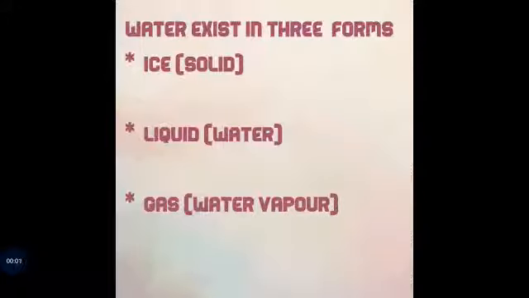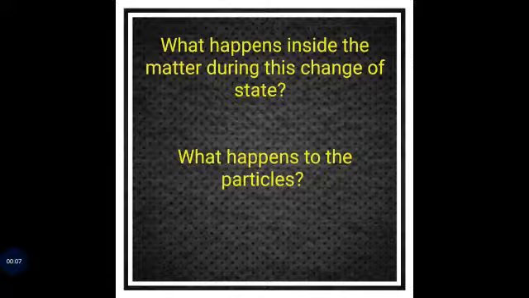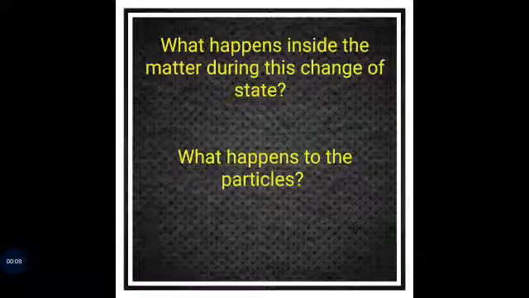We can take the example of water for learning this part. Water exists in three different forms. In solid state, it is available as ice, in liquid state as water, and in gaseous state in the form of water vapor. So we know ice, water and water vapor are different forms of water.